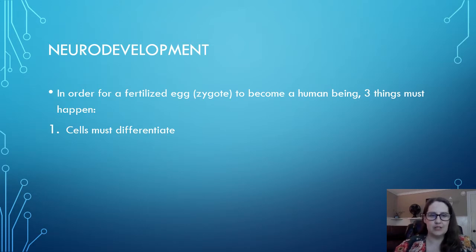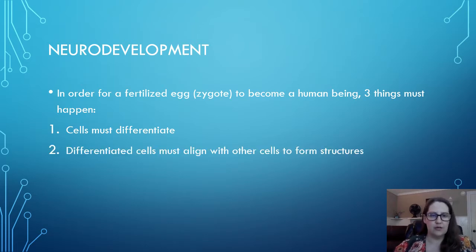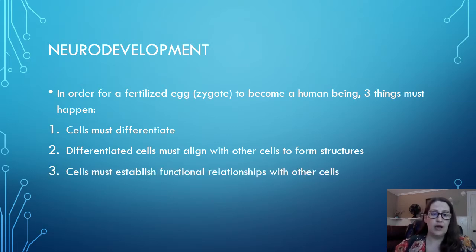So the first thing that must happen is the cells must differentiate or specialize into the type of cells that they will become. And we've talked about this previously in our previous video. But in addition, the differentiated cells need to align with similar cells in order for them to become structures, such as organs in our bodies. And also cells, specifically neurons, have to establish functional relationships with other cells. So they need to synapse so that they can communicate with one another. And so basically, this is the process that needs to happen for just a bundle of cells to become a human. And this tends to happen prenatally, so in the womb.